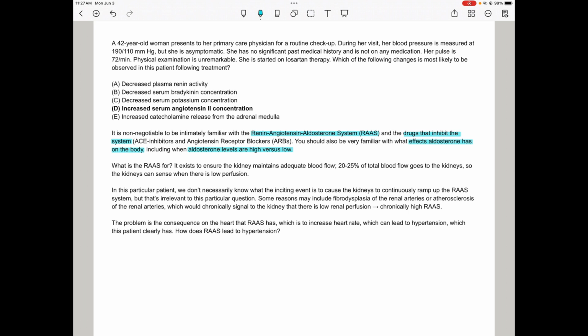Now, in this particular patient, we don't necessarily know what the inciting event was to cause her kidney to release more renin and then create the hypertension in her. She's at 190/110. But it doesn't necessarily matter for the purposes of answering this question. You might know from your studies that fibromuscular dysplasia or renal artery atherosclerosis can cause the kidney to chronically release renin, which then downstream has the effect of causing hypertension chronically. So then the question becomes, how exactly does renin and the RAAS lead to hypertension?